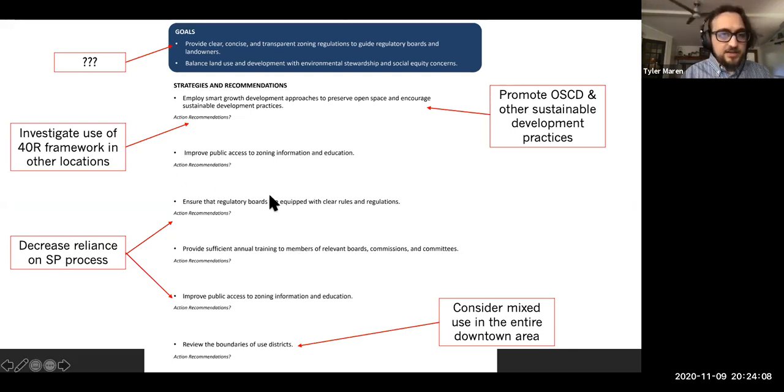My ideas were to investigate the use of 40R frameworks in other locations. As Carlton mentioned earlier, it looks like a study has been done on that. I think that'll be very interesting to read and make sure that is incorporated into this section. And then just making sure that the open space subdivision developments are centered as much as possible to really try to make that the default. I mean, there are some recommendations that say literally make it legally the default. That is not the case in Bridgewater, but the more those can be encouraged over traditional subdivisions, the better.